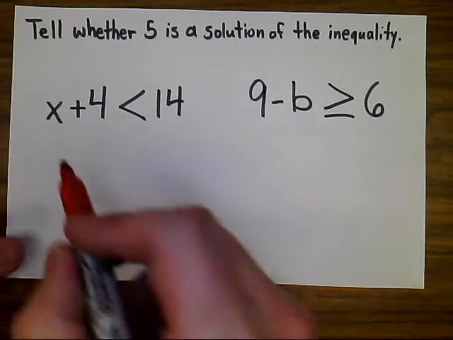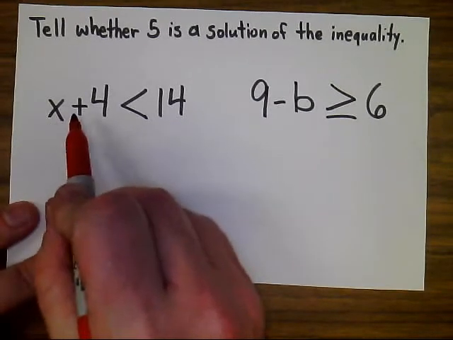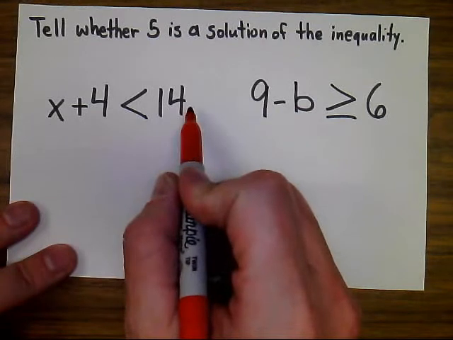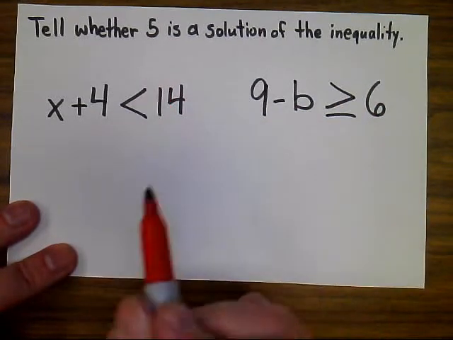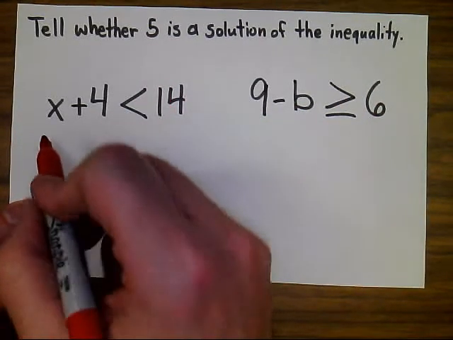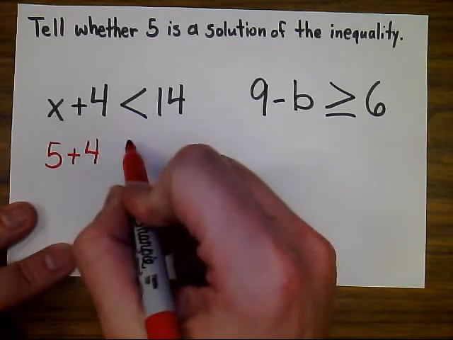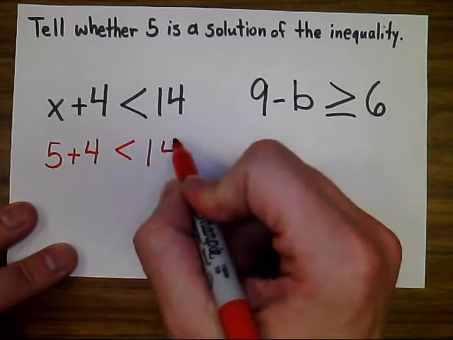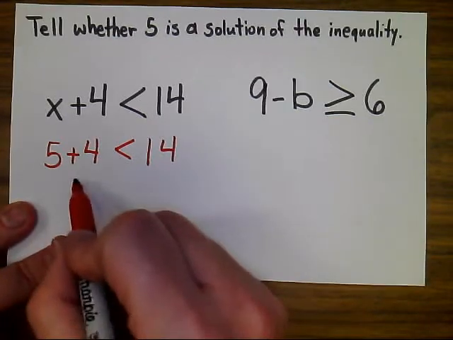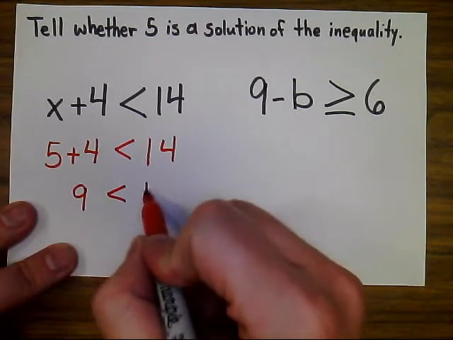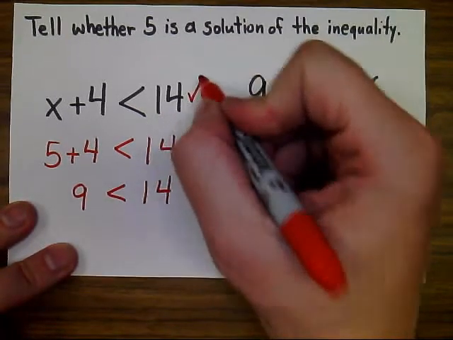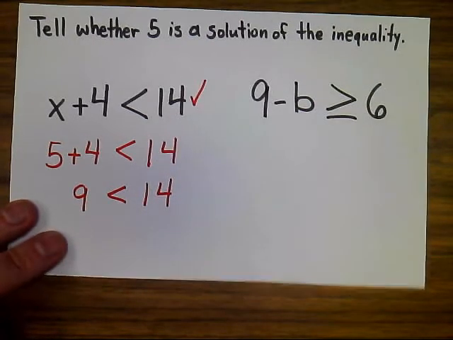So let's take a look at this inequality. It says x plus 4 is less than 14. So to see if 5 could be a solution to this inequality, we're just going to rewrite the inequality. 5 plus 4 is less than 14. That's a true statement because 9 is less than 14. So yes, 5 is a solution to that inequality.